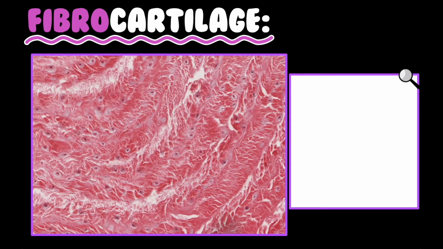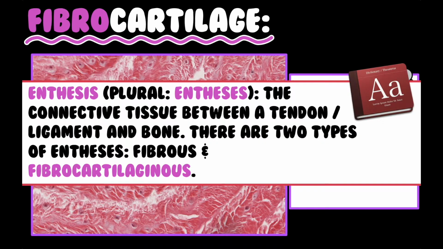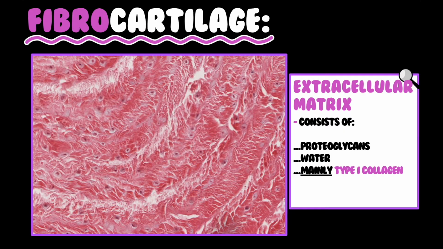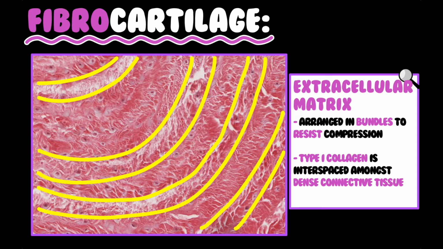Fibrocartilage. It is found in the pubic symphysis, intervertebral discs, and some entheses. Enthesis, or plural entheses, these are the connective tissues between a tendon or ligament that connects to bone. There are two types of entheses, fibrous and fibrocartilaginous. The extracellular matrix consists of proteoglycans, water and type 1 collagen, and is arranged in bundles to resist compression, and the type 1 collagen is interspaced in the dense connective tissue.